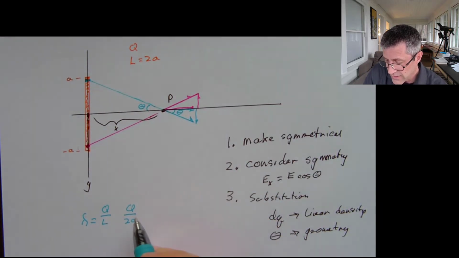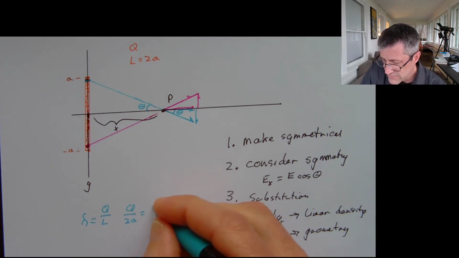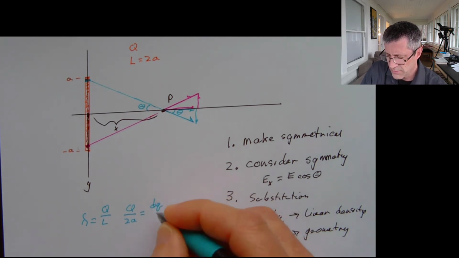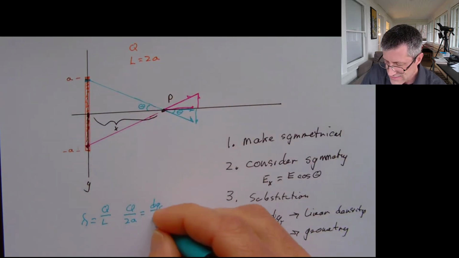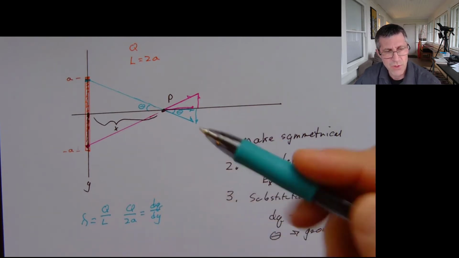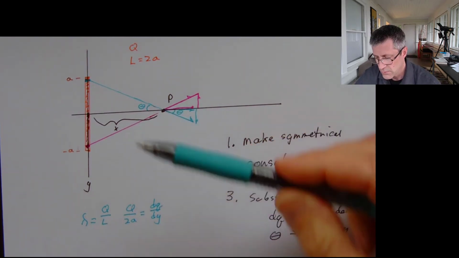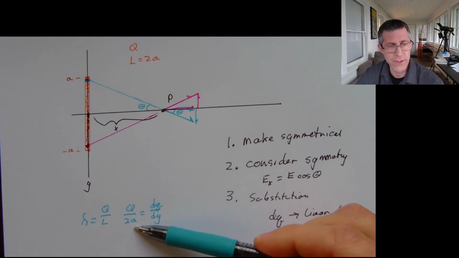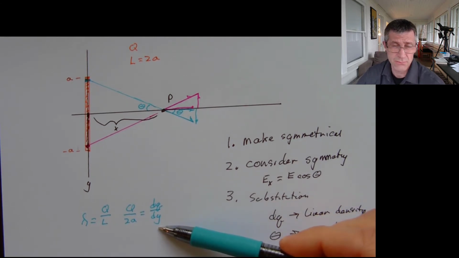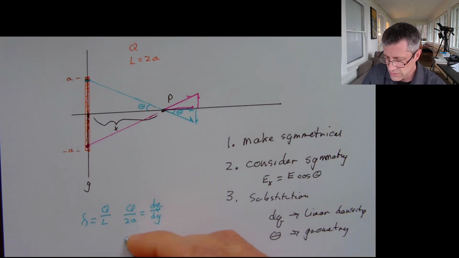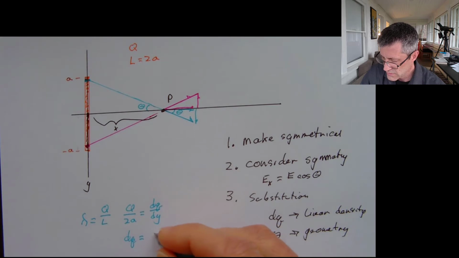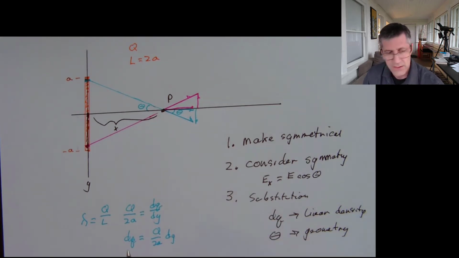So this is what I want to think about. Whatever dq I have here, the small amount of charge dq over that small amount of length, which I'm going to call dy, has the same density. So this is just saying the density of my whole thing is equal to the density of my small thing, which is true. But now I've written my small thing in a way that's convenient for me. So I can solve this for dq and get an equation which says dq is Q over 2a times dy. So I can replace dq with something that's changing with y.